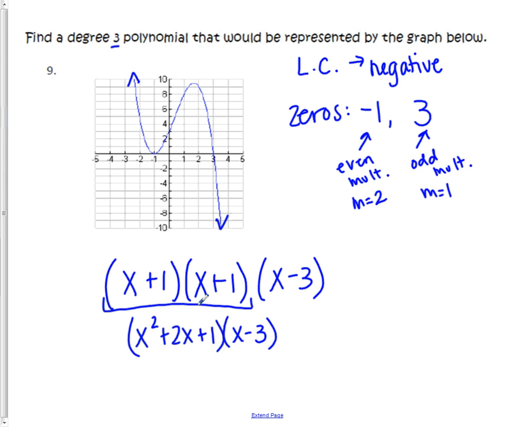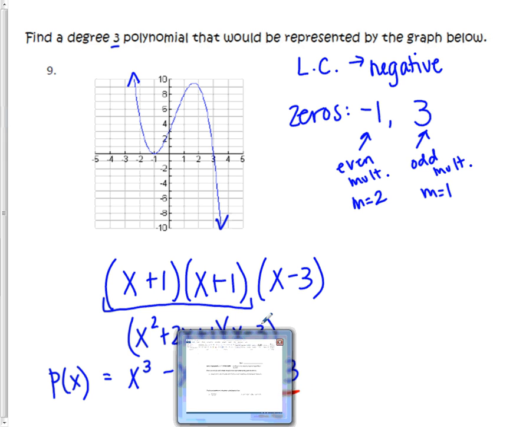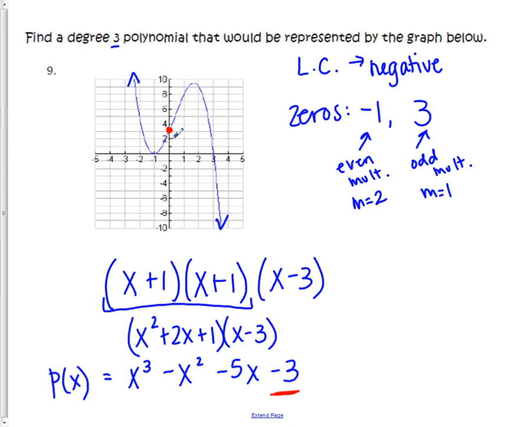And after you do all of your FOILing, you end up with x cubed minus x squared minus 5x minus 3. So this is our polynomial so far. But looking at this polynomial, for what I have written here, this polynomial has a y-intercept at -3. This polynomial up here has obviously a y-intercept at +3.